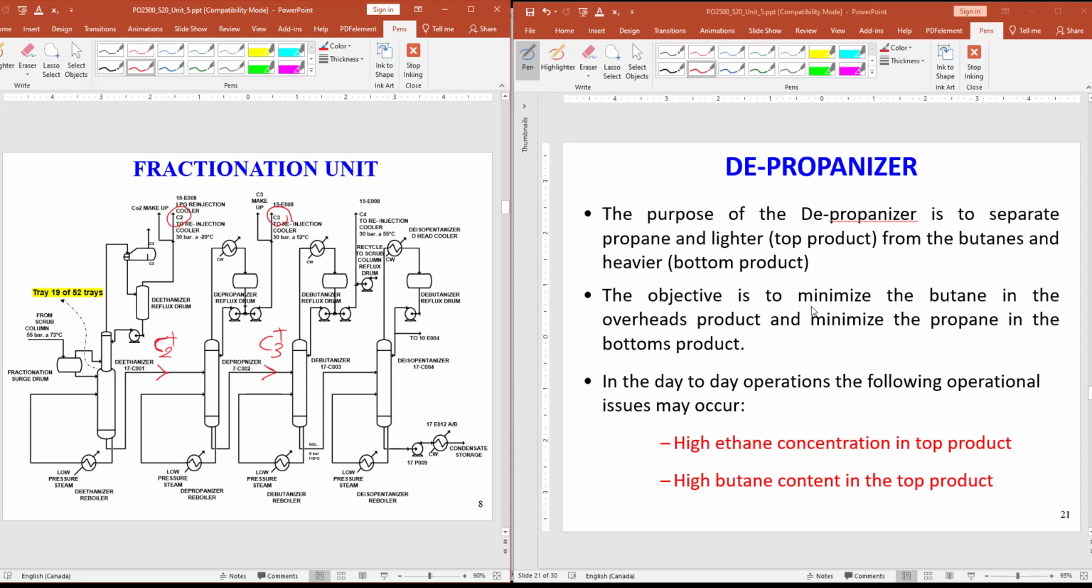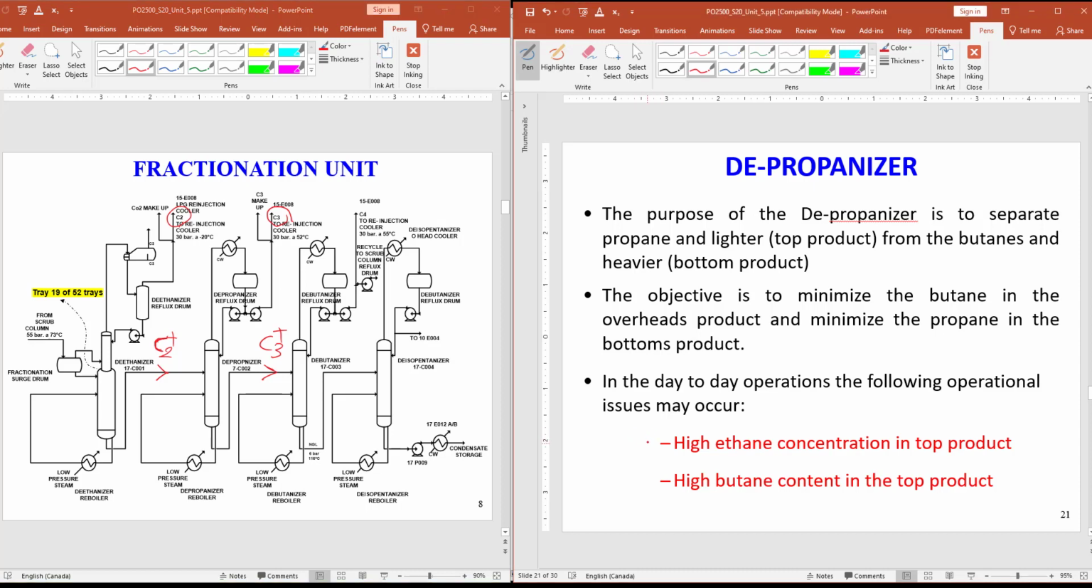So the objective is to have almost no butane here, no products heavier than propane at the top, so minimize the amount of butane at the top and minimize propane at the bottom. We don't want any propane at the bottom. We want the propane to be all at the top. In day-to-day operation, the following operational issues, again, are like the de-ethanizer unit.